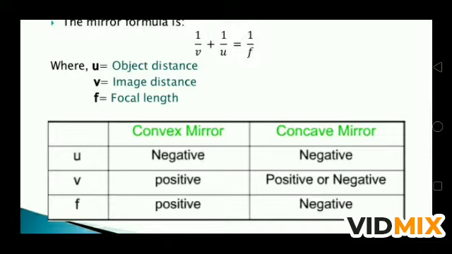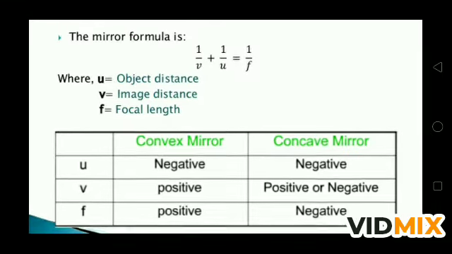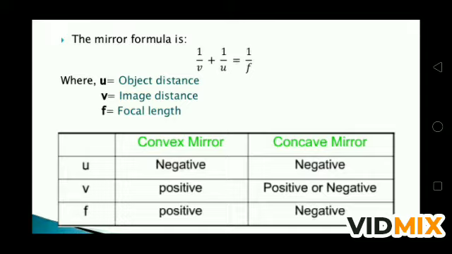So you see, if you compare, the U is always negative in the case of both concave and convex. V is positive for convex and positive or negative for concave, and F is positive for convex and F is negative for concave. So this is a very important relation, and according to the sign convention you have to learn this.